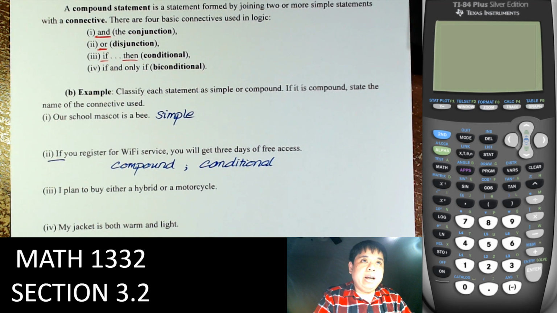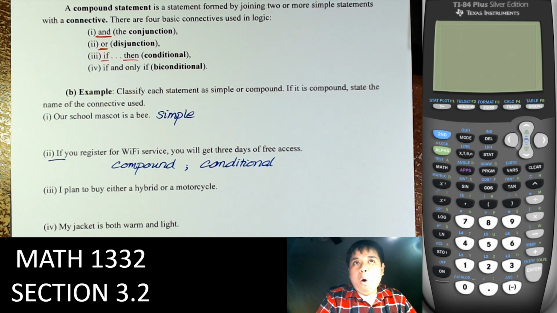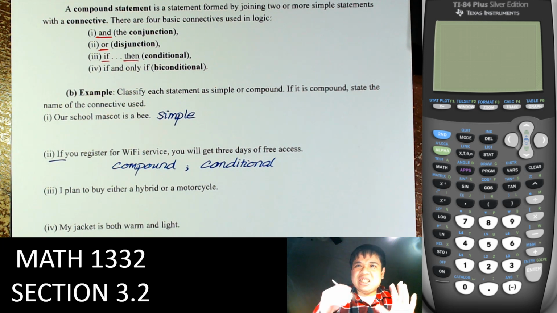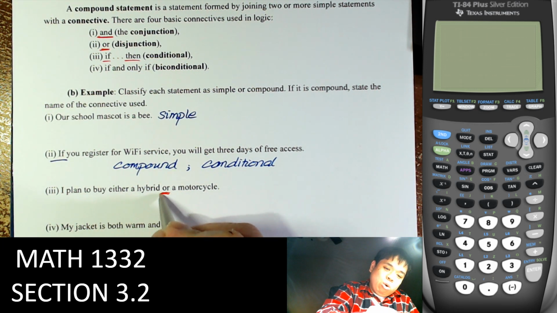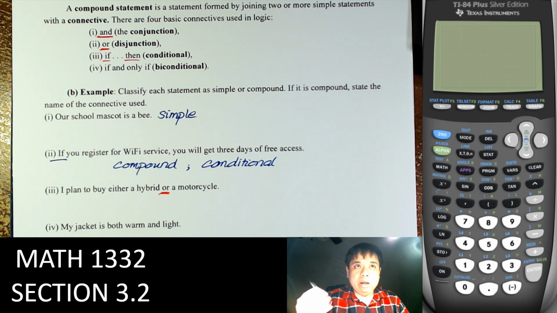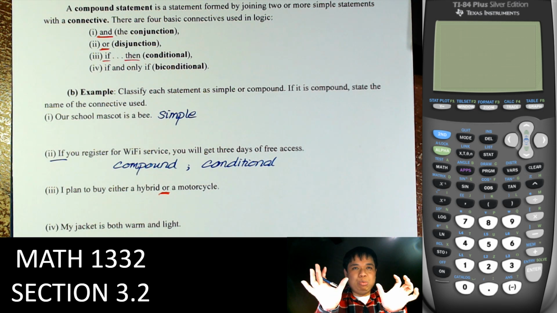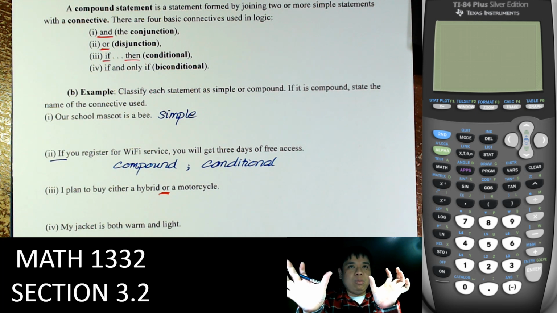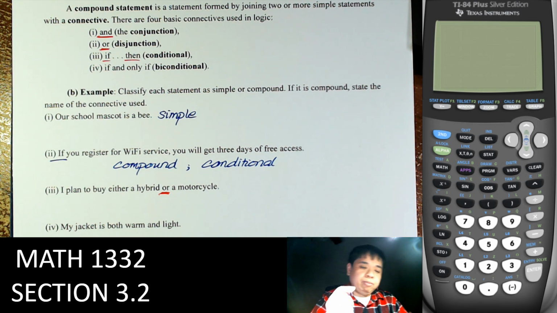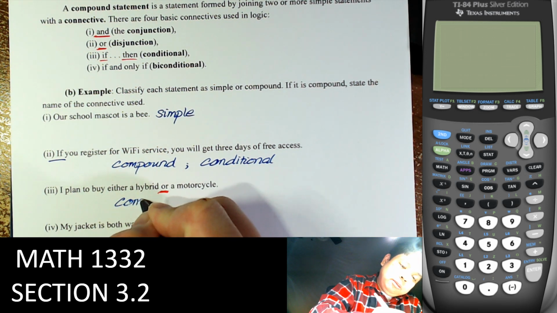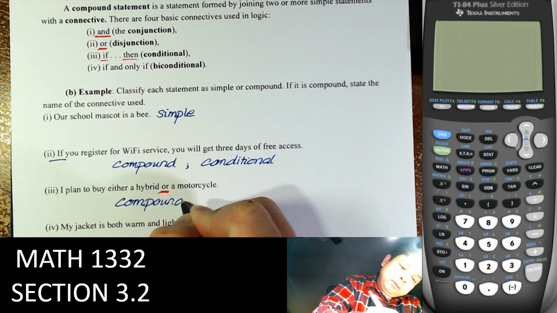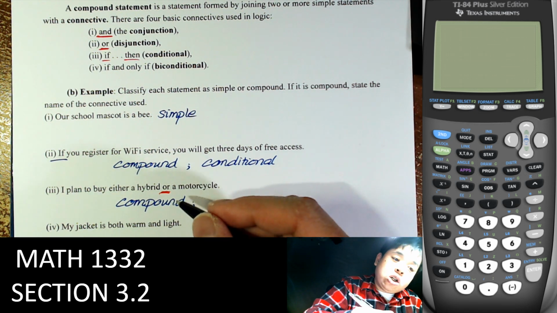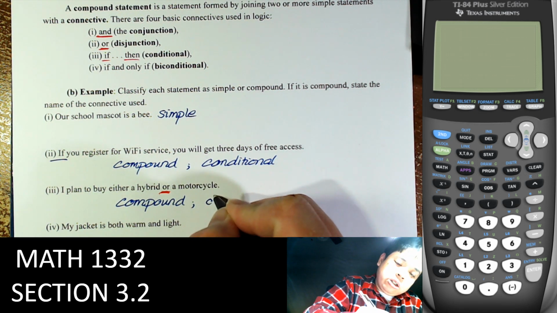Next, I plan to buy either a hybrid or a motorcycle. Even though this sounds like just one idea, we do have the word "or" here. If we rewrite this, we say I plan to buy a hybrid or I plan to buy a motorcycle. So there are two ideas, I plan to buy a hybrid and I plan to buy a motorcycle, linked by the word "or." So it's compound, and because of the word "or," it's a disjunction.